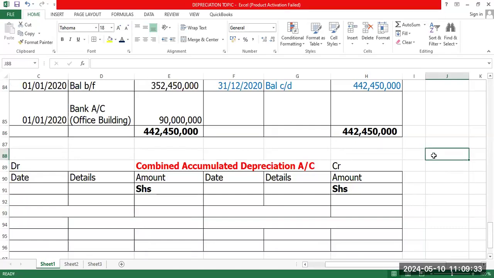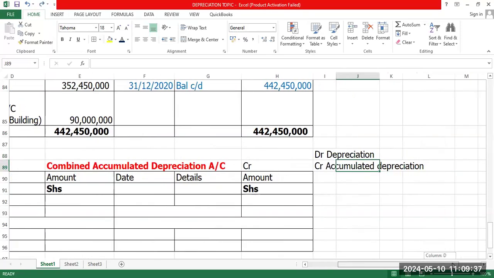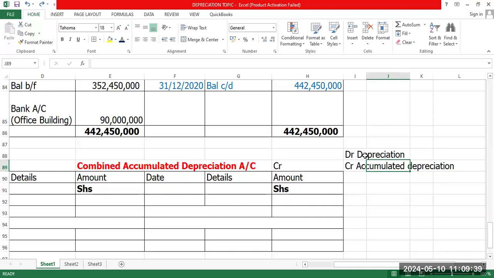And of course, colleagues, let me bring this again. When I'm debiting depreciation, it actually means that you're debiting the profit or loss account.